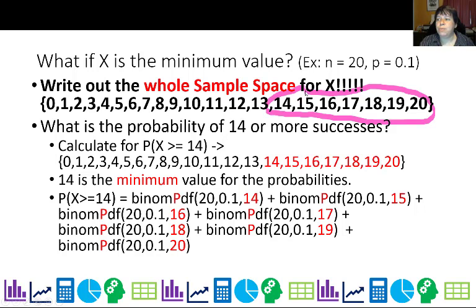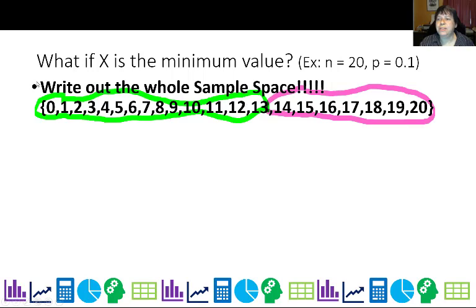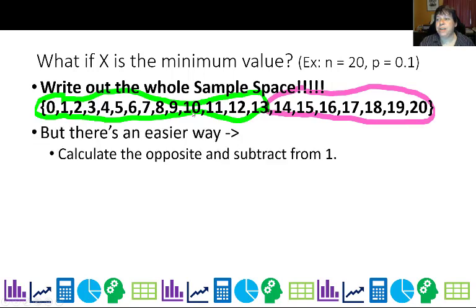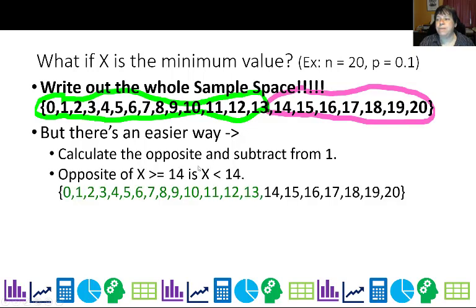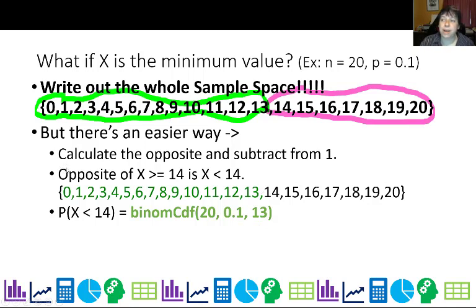I'm looking for the right chunk here. What about this left chunk? There's a shortcut for the left side. So basically, calculate this opposite and subtract it from 1. The opposite of x is greater than or equal to 14 is x is less than 14. Technically, it's x is less than or equal to 13. So notice I'm not going to use the 14 in binomial CDF. I'm going to use 13 because I want the chunk going from 13 on down.